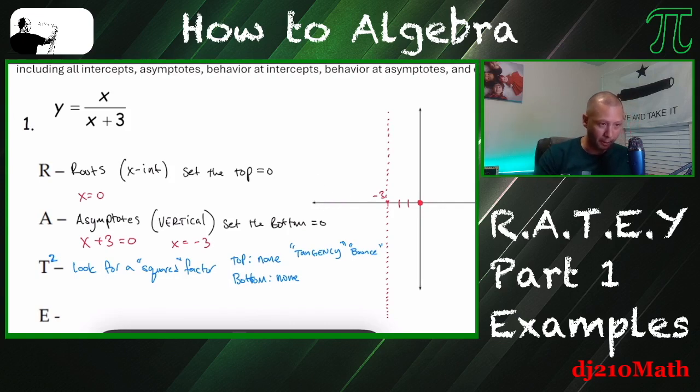Completely separate of that thought, a completely different train of thought. If there's a squared factor in the denominator, in the bottom, then at that vertical asymptote, the graphs would approach the asymptote together. Like they would come together. So the T word would be togetherness.